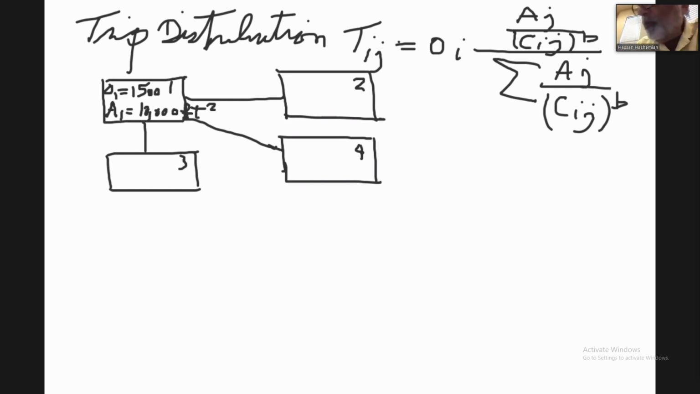On zone 2, the shopping center is 10,000 square feet. On zone 3, we have a shopping center of 15,000 square feet. And on zone number 4, we have 5,000.